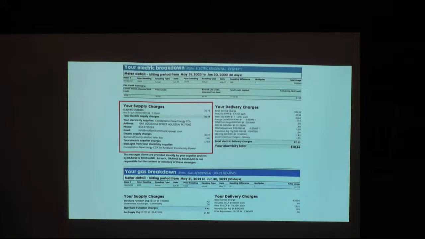And you can see it says message from your electricity supplier. Well, you can see at the top it says certain number of kilowatt hours at a certain rate. At the bottom you see messages from your electricity supplier, Constellation New Energy CCA. That's the key thing to look for. Rockland Community Power. And in your case, I think it would say Hudson Valley Community Power.